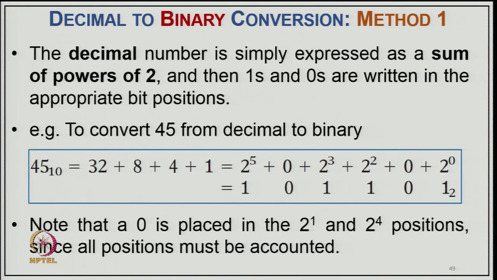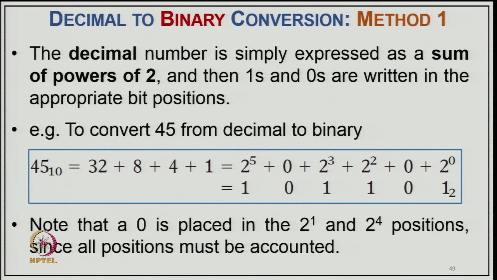Now, coming to decimal to binary conversion, we have 2 methods. Starting with method 1, the decimal number is simply expressed as a sum of powers of 2, and then 1s and 0s are written in the appropriate bit positions.